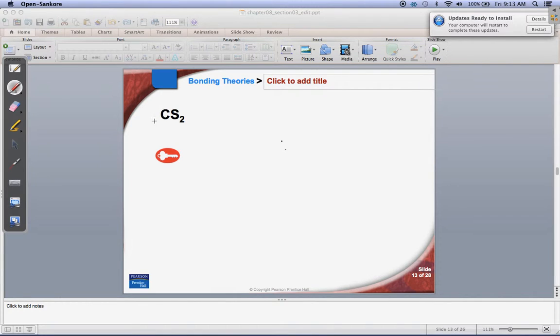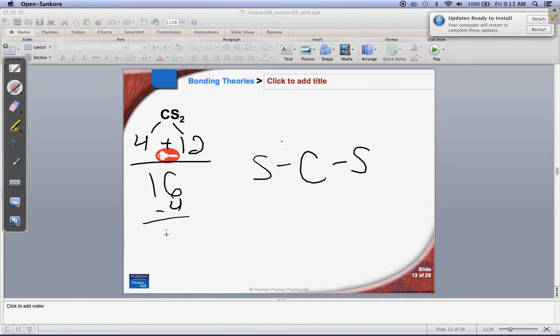CS2. Carbon has 4. 2 sulfurs would be 6 times 2 is 12, 16. Carbon's the central atom. Minus 4. We have 12 left. 1, 2, 3, 4, 5, 6, 7, 8, 9, 10, 11, 12. Carbon's not happy, so we're going to double bond both sides. All right, and there's our Lewis structure.